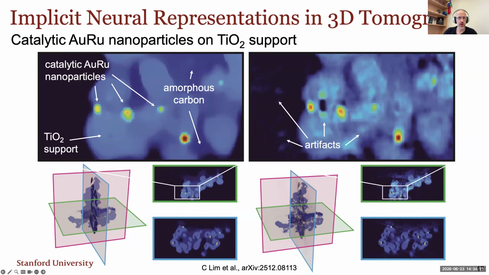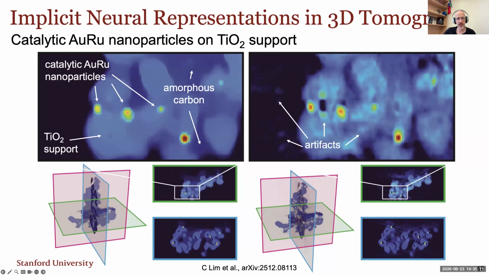The large missing wedge, almost 90 degrees, gives you these streaks from the catalytic gold ruthenium nanoparticles. And so you get these weird artifacts where you have extra ghost nanoparticles appearing, and then a hole in the middle of the sample, in the shadowed region of the missing wedge. And similarly, you also get ghost intensity out in the vacuum.